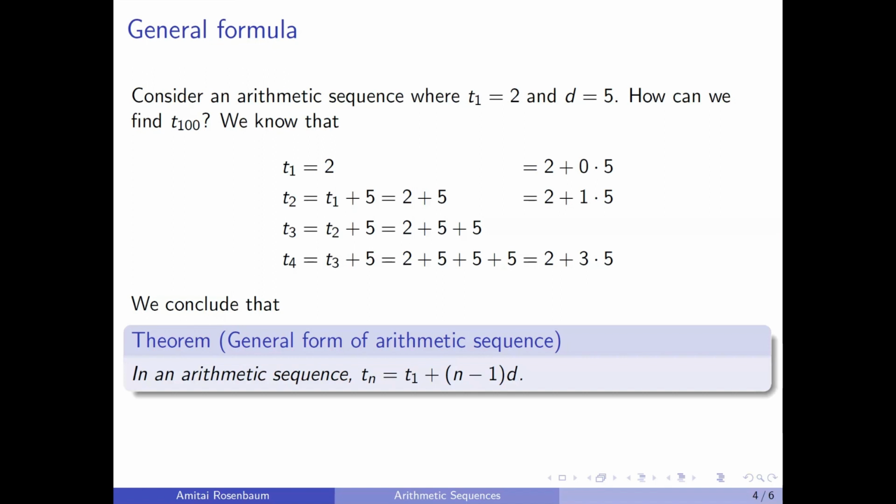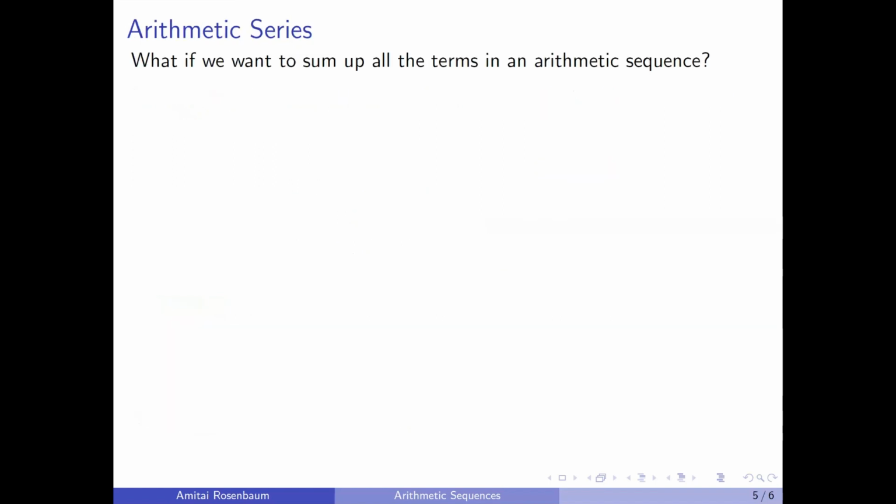Okay, so that's one nice result. Now if we have some information about the arithmetic sequence, we can find any term of the sequence. So T100 we can do in that way. So 297. Now I want to talk about arithmetic series.